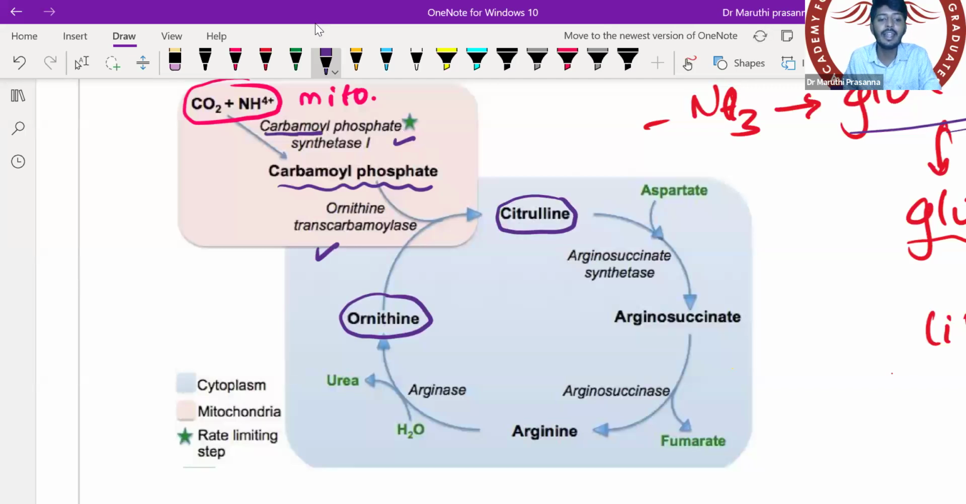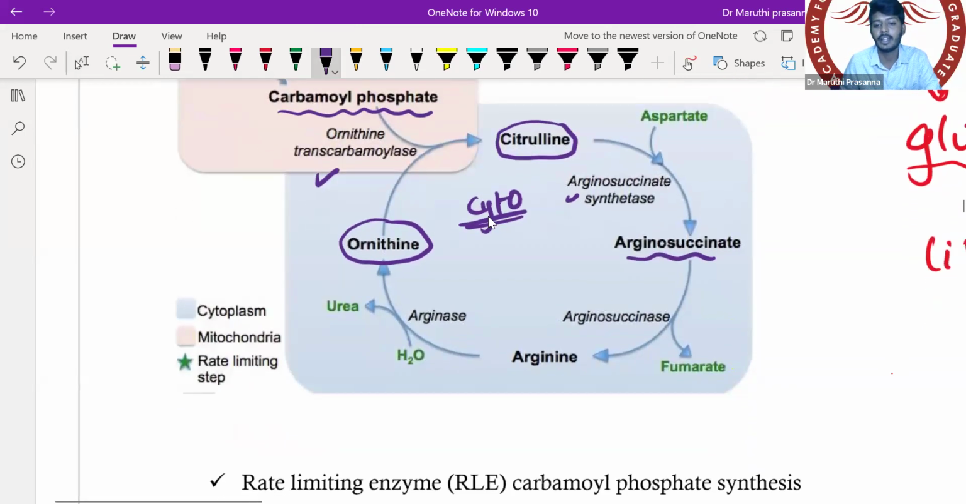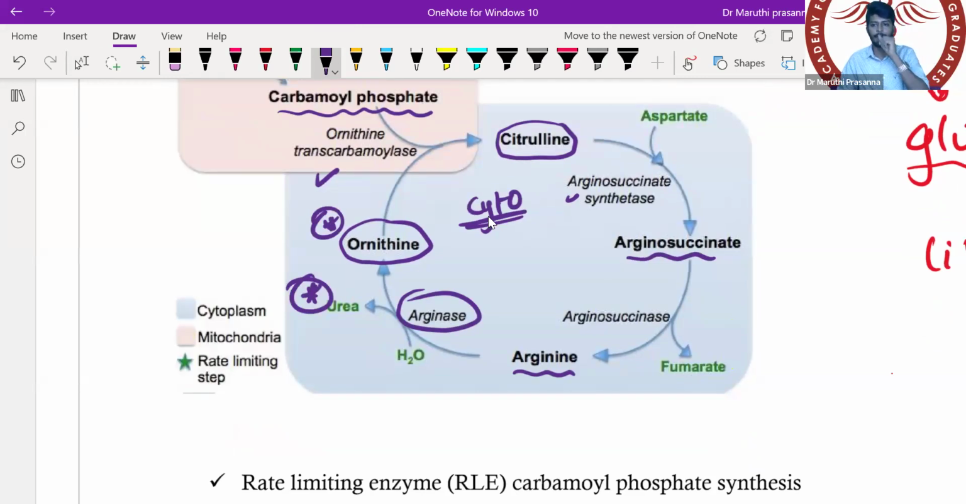But where is citrulline formed? In the cytoplasm. Do not get confused. Citrulline formation occurs in the cytoplasm. This citrulline, under the influence of an enzyme called argininosuccinate synthase, creates argininosuccinate. Now this argininosuccinate will get converted into arginine. Now arginine, under the influence of an enzyme called arginase, gives rise to ornithine and our waste product, urea. That urea will be removed by your kidney. So ammonia is converted into urea with the help of the urea cycle, which takes place in the liver.